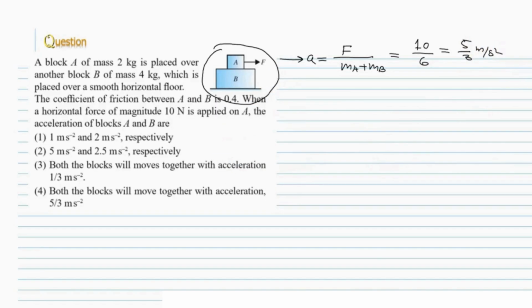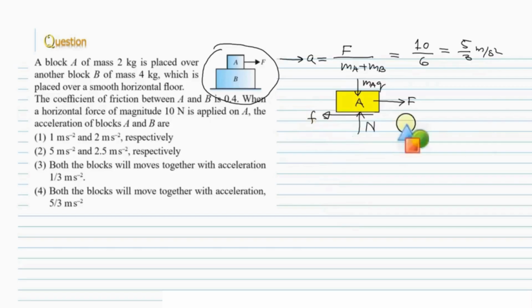Now let us draw the free body diagrams of the blocks. This is block A. In block A, the external applied force is capital F in the forward direction. Weight in the downward direction, this is m_A g. Normal reaction on A in the upward direction, and the friction force, which is responsible for opposing the relative sliding, will act in the backward direction.